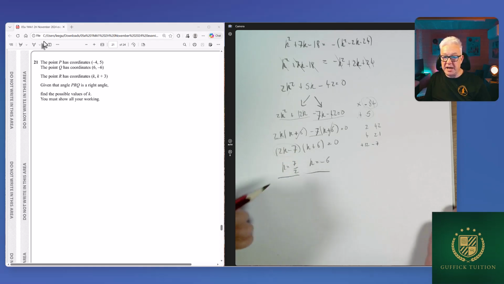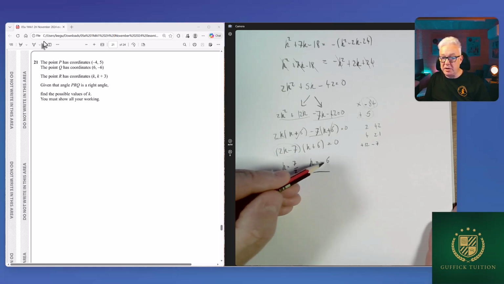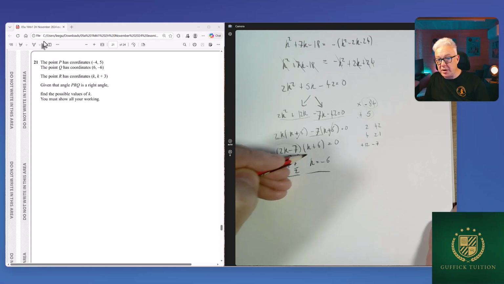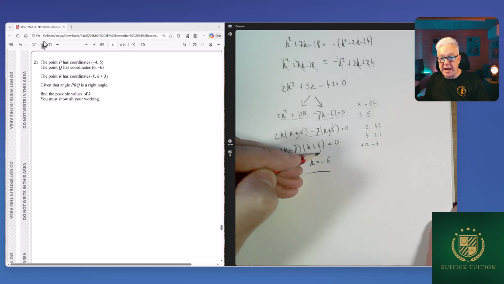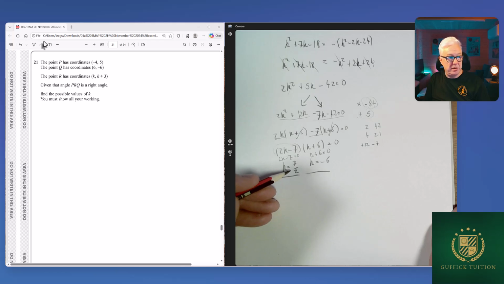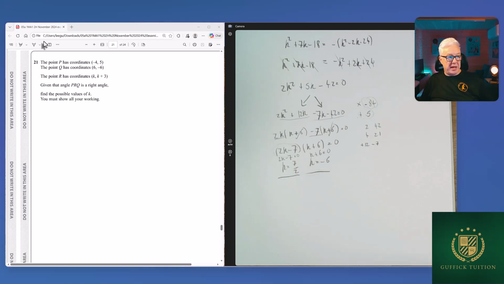So we factorise that now, and we just rearrange these to make k the subject, because remember we think about this as 2k minus 7 equals 0, and we think about this one as k add 6 equals 0. And when we rearrange those to make k the subject, we get that k is equal to 7 over 2 and k is equal to minus 6. And that's that question done.